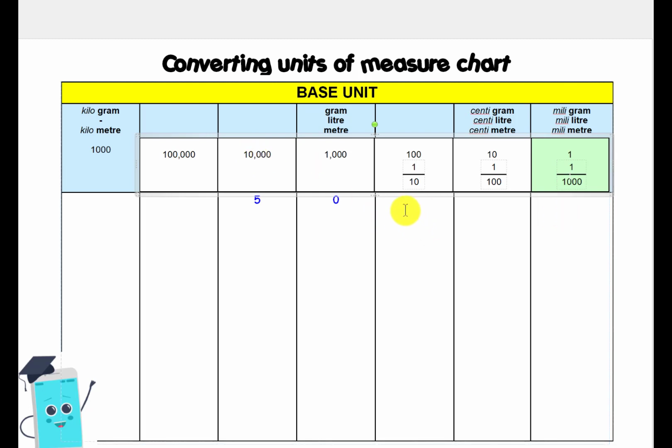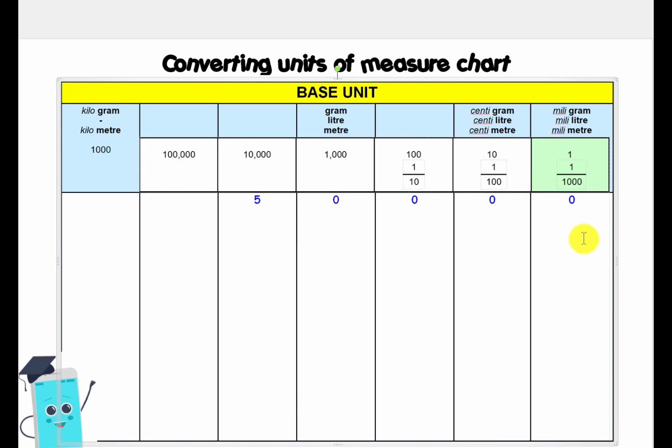Now we can't leave all these blank, so we put in placeholders. We put in our zeros. So our original 50 grams, we can now see, if I put a separator here, because we've got 1, 2, 3, and we use a comma, this is 50,000 milligrams. So 50 grams is 50,000 milligrams.